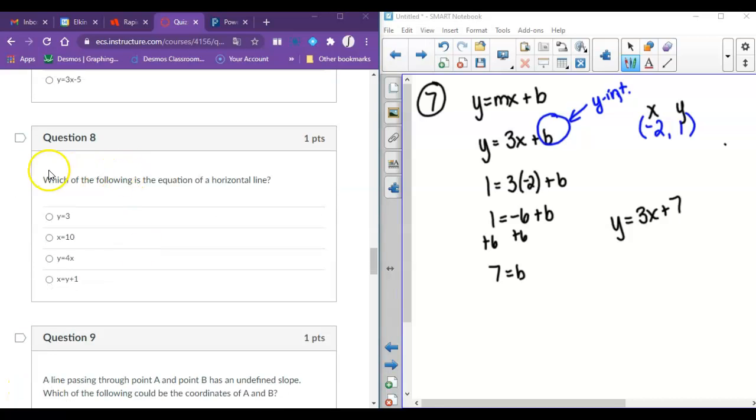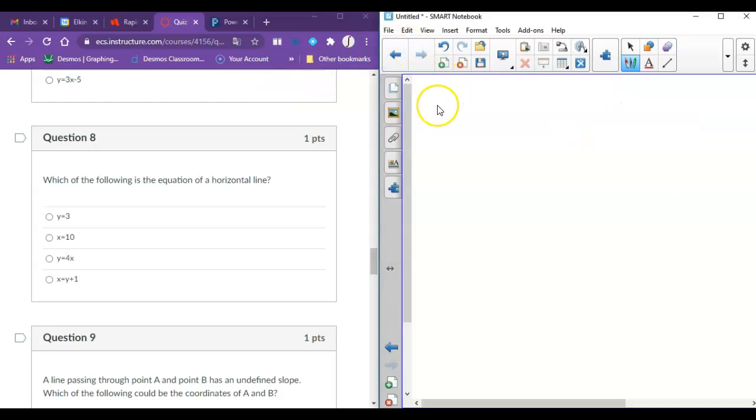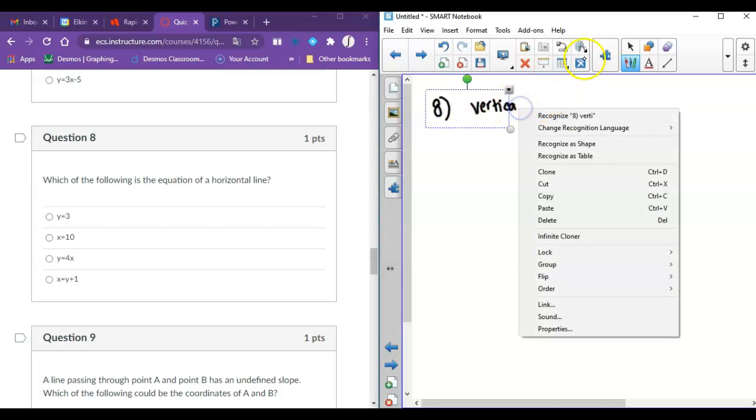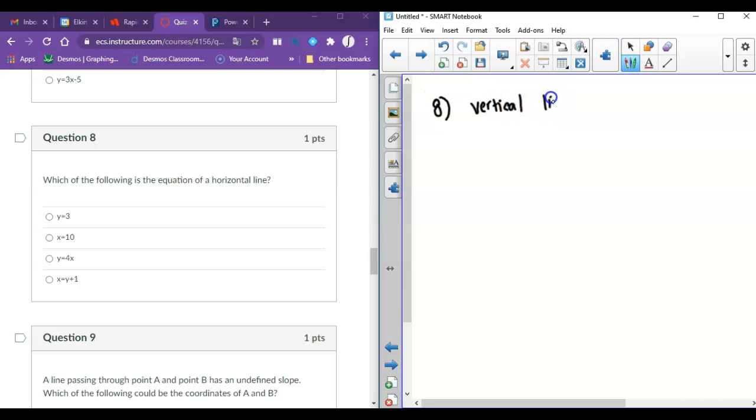All right, let's look at number 8. It says, which of the following is an equation of a horizontal line? So just to review, a vertical line, which is a line that goes up and down like this, it has an equation of x equals a number. So it might be x equals 3, or x equals negative 5, or x equals 1,000,000. Any of those are all vertical lines.